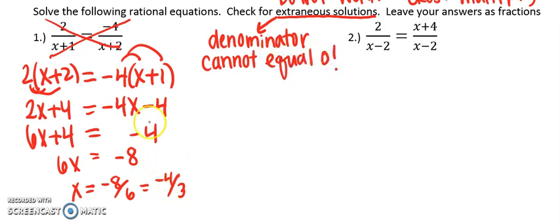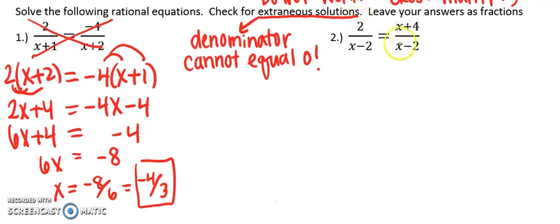So if I take negative 4/3 and I add 1 to it, is that 0? No. So you're good. If I take negative 4/3 and I add 2 to it, is that 0? No. So you're good. So negative 4/3 is okay as a solution. Okay, let's keep going. Again, we're going to cross multiply.